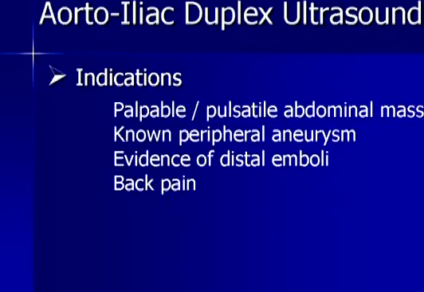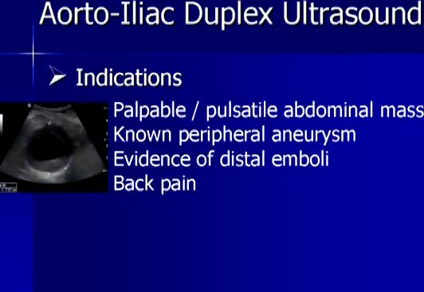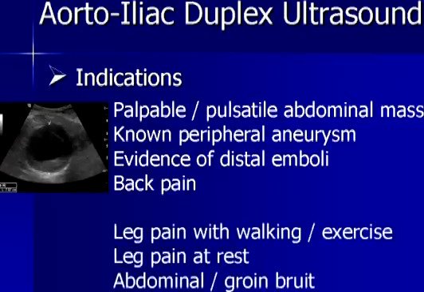First, indications. The patient may have a palpable or pulsatile abdominal mass on physical examination. The patient may have a known peripheral abdominal aortic aneurysm. There may be evidence of distal small embolic disease, or the patient may present with lower back pain. These are all characteristic of aneurysmal disease.